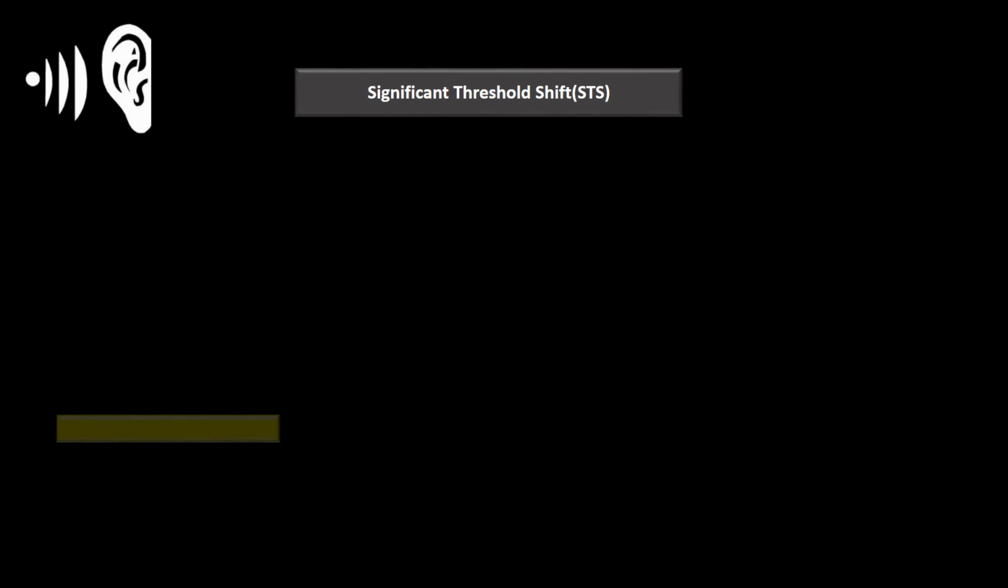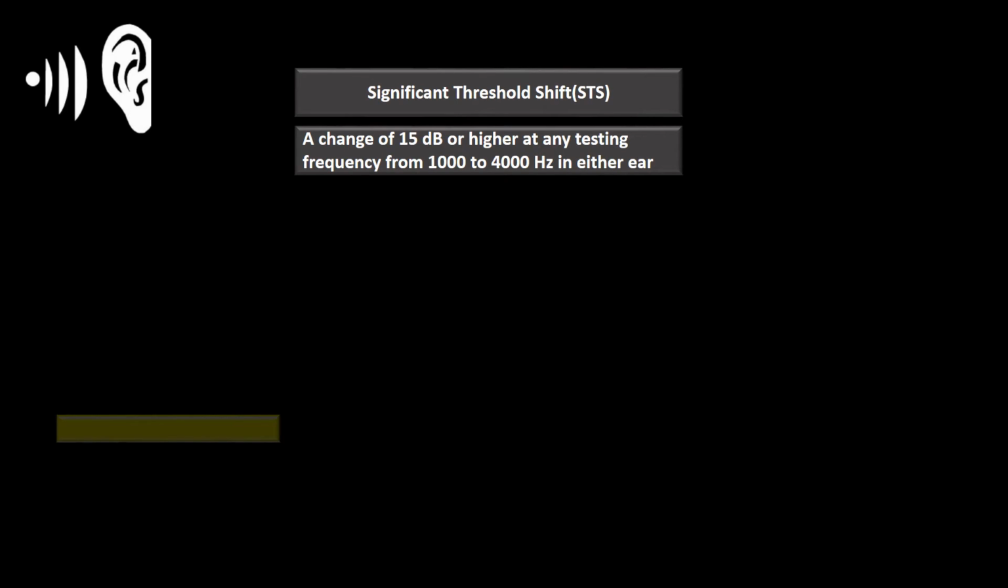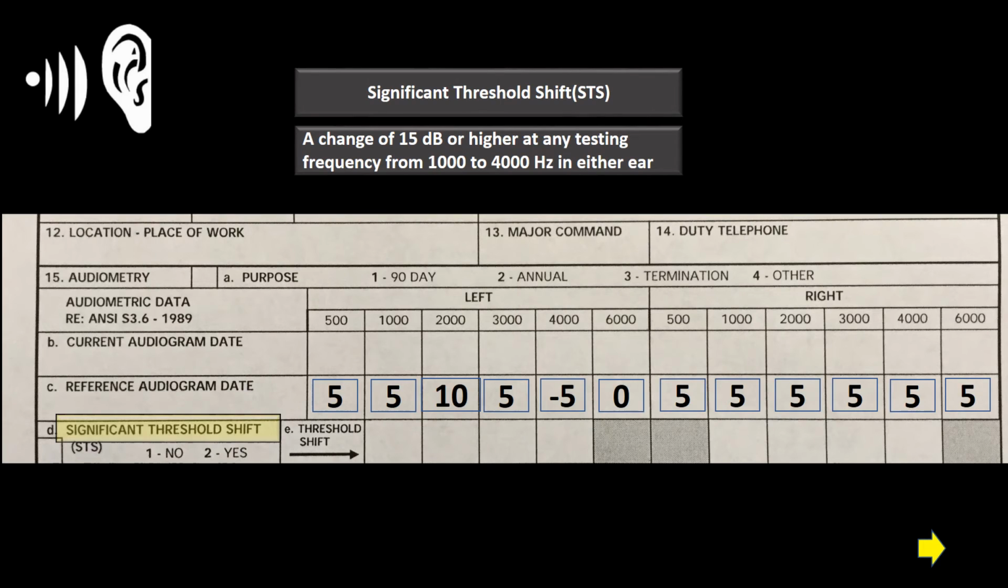We have another definition of a significant threshold shift, okay? So we also consider any change of 15 decibels or higher in any frequency from 1,000 to 4,000 in either ear. That is also considered a significant threshold shift. So we bring back up our DD2216, right? And we'll say, our range again from 1,000 to 4,000 on this, and we'll say at 3,000 it took them all the way up to 20 to hear it this time when compared to the 5 of their reference audiogram. This current one took them to 20. Well, that was a 15. So yes, that is a significant threshold shift.